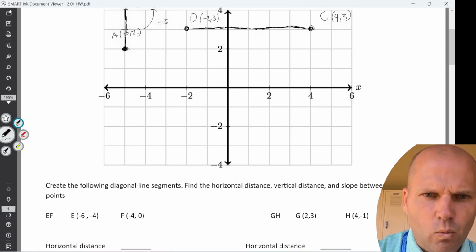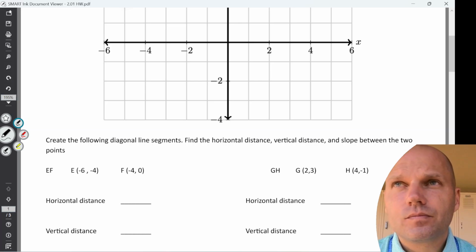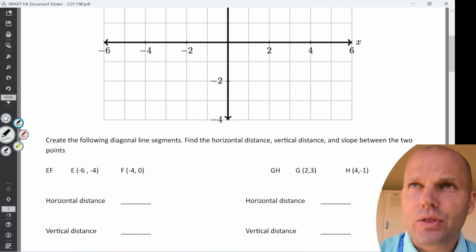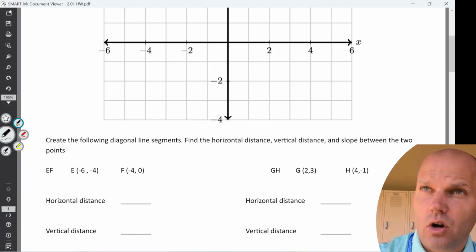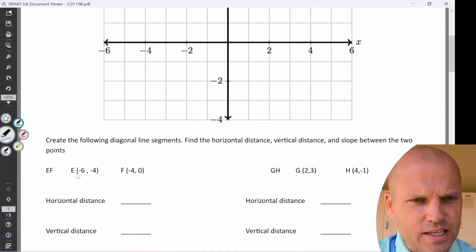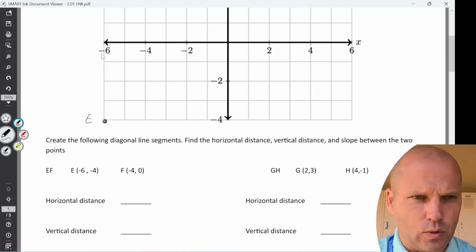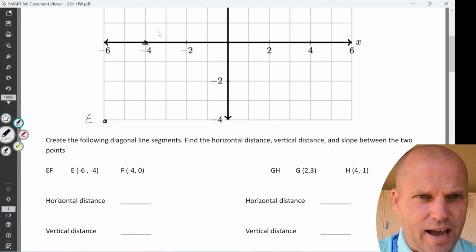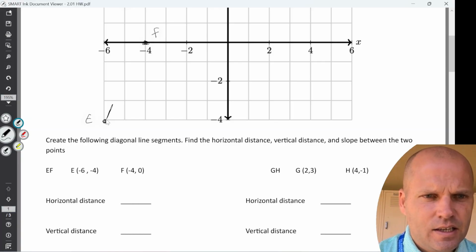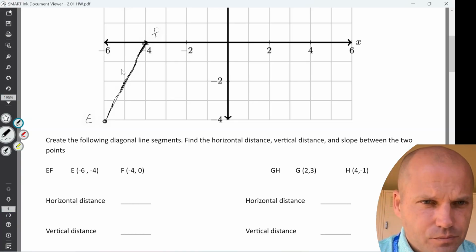Because once you go on a diagonal, the diagonal length is harder to calculate. It's hard to calculate on a coordinate plane. So we're going to take the points E and F. E is negative 6, negative 4, so left 6 of the origin, down 4 of the origin. And negative 4, 0 is F. And I connect these 2 points with this diagonal line.